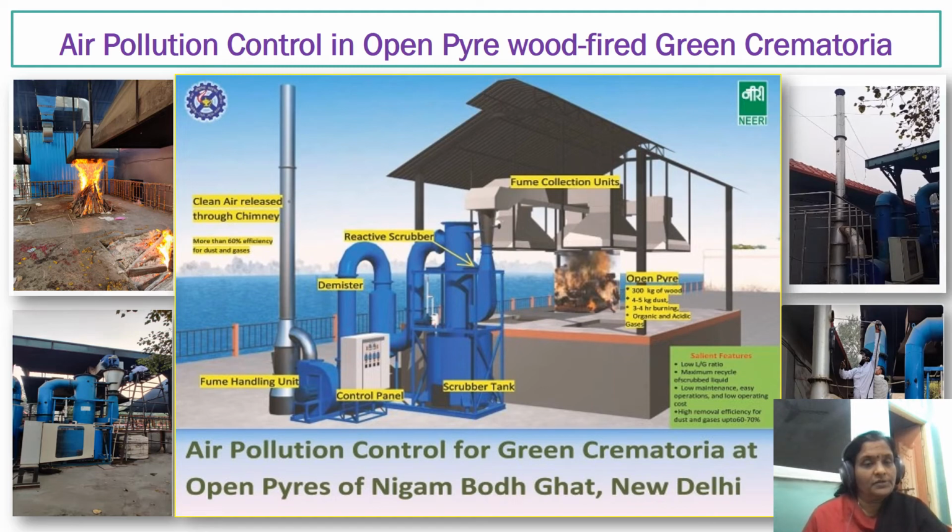So having done this, we have installed this system. These are the total fumes coming out from the combustion of a body, going directly into the hood system. These are the four open fire crematoria. We have 4 individual hoods connected to a common duct. This duct goes inside the wet scrubber, where all the dust and gases get reduced. This is the cyclonic scrubber, which again reduces the dust and gases coming out from the crematoria.